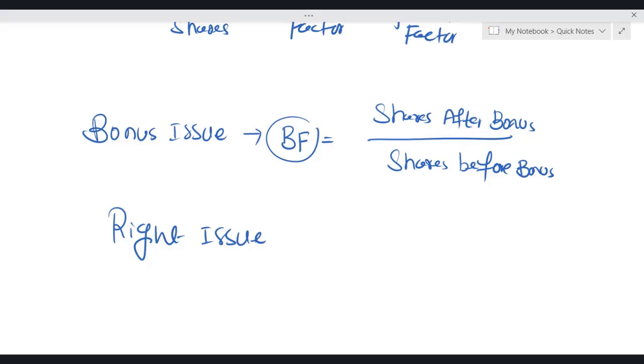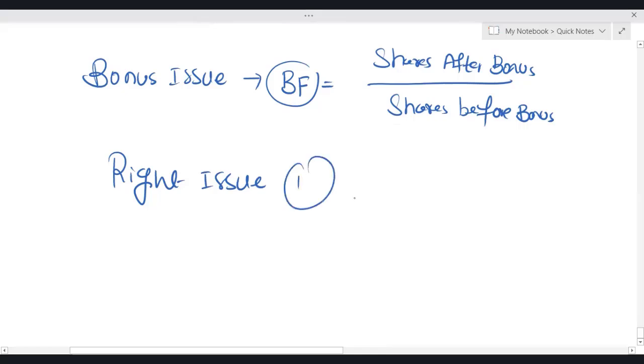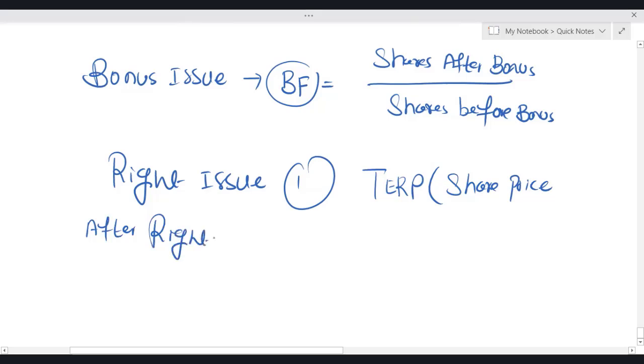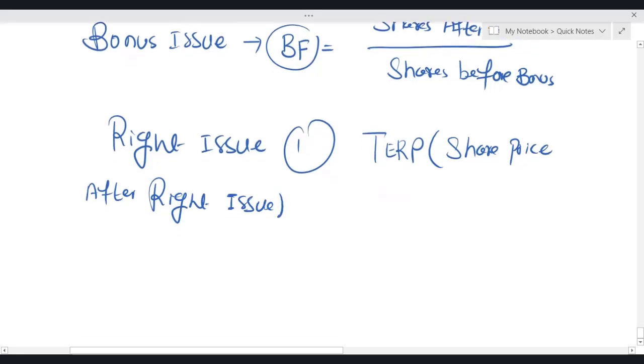Okay, in case of right issue, you should be able to calculate, number one, theoretical ex-rights price. Theoretical ex-rights price means share price after right issue. Then in case of right issue, the second point you should be able to calculate is the adjustment factor. How do we calculate adjustment factor? Share price before right.